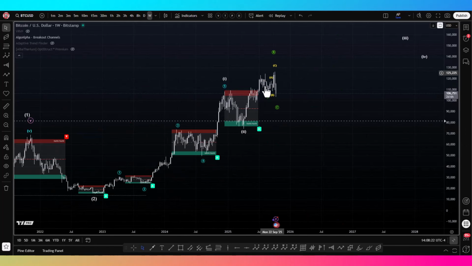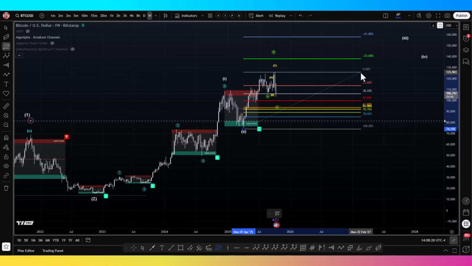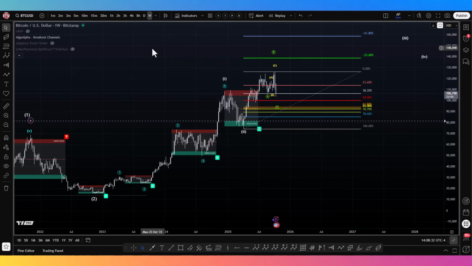Here's the correction. Now, what are we doing here? Well, wouldn't the first thing you'd want to do is just pull from low to high and say, okay, where are the fibs? Okay, we're at another 38. I'm not getting why people are all suddenly so bearish.